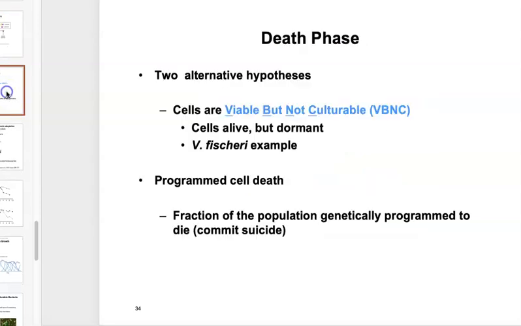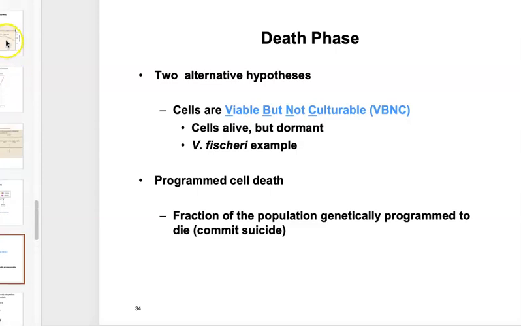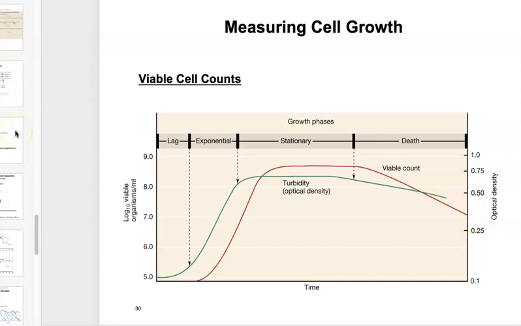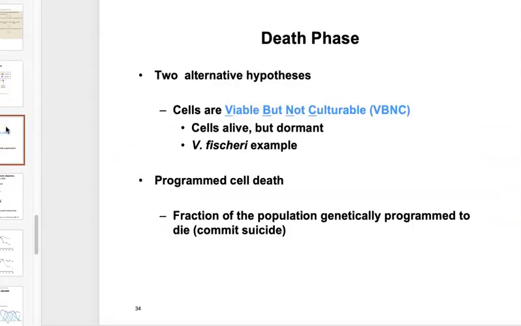So death phase is not just what it looks like here, just a predictable slow drop off to 0 or whatever. It's not like that. It's a little bit more sophisticated than that. And so is stationary phase, and that's what I was alluding to before. So there are alternative hypotheses for what's happening in death phase, one of which is the VBNC hypothesis, where the cells are alive, but they're dormant.